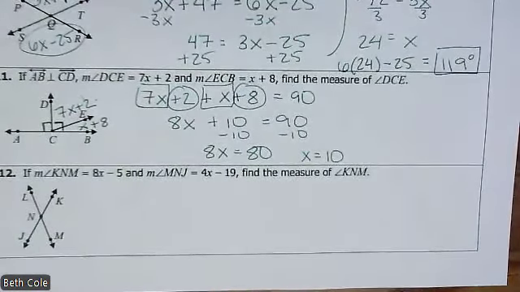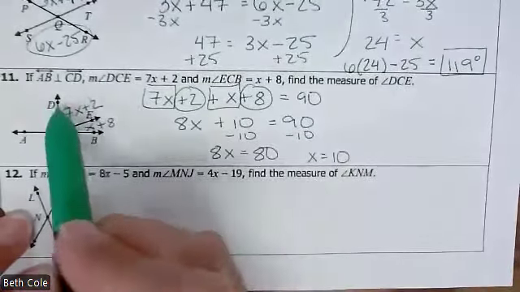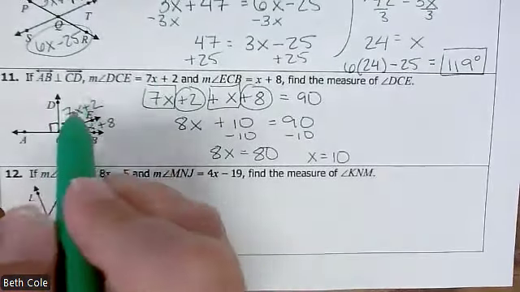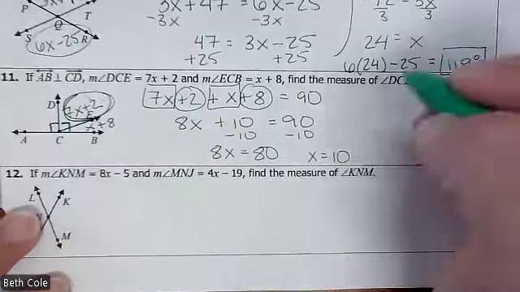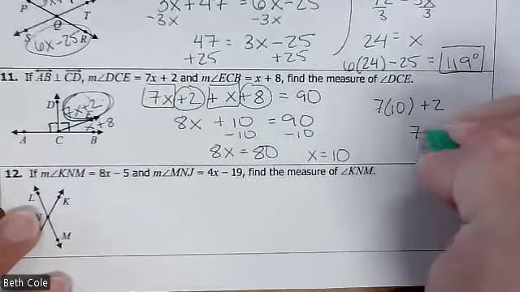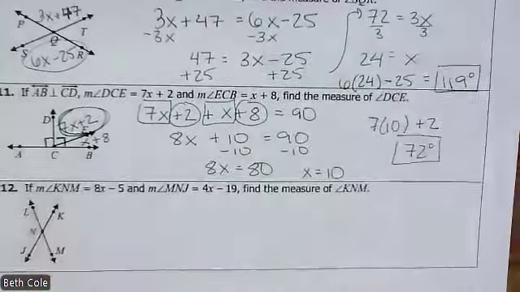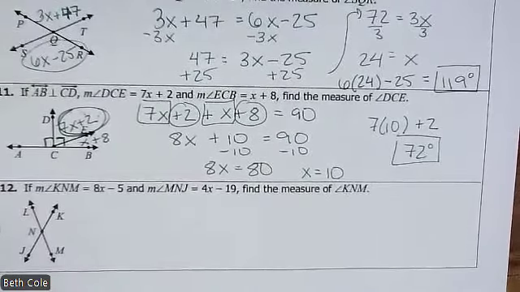You have to be careful. What did they ask you for? DCE. So look back at DCE. Do you see where I'm pointing? That's this one. We're going to plug 10 back in. So 7 times 10 plus 2, which is 72 degrees. So you just have to make sure that you read in geometry, because oftentimes, after it seems like you're done, you have one more step.